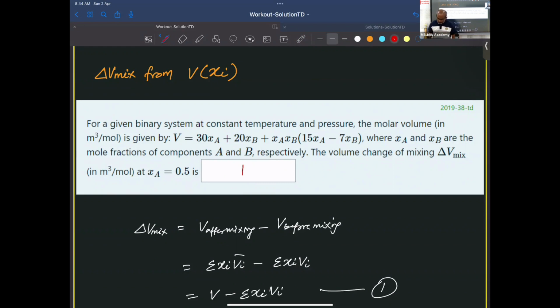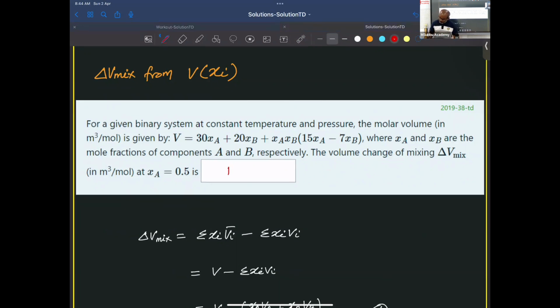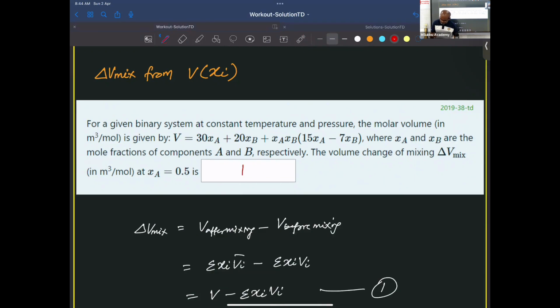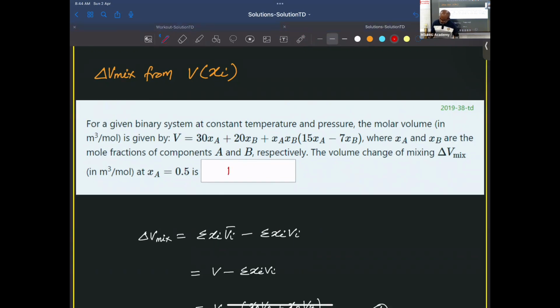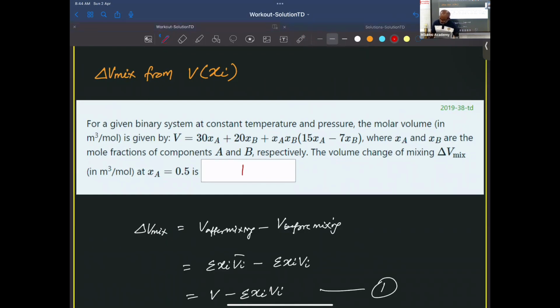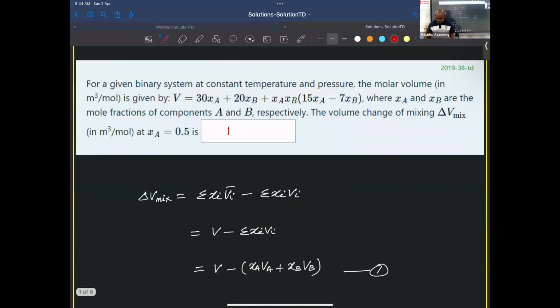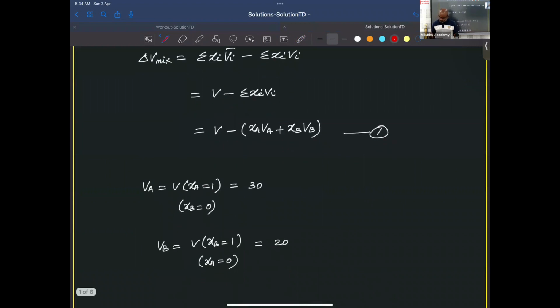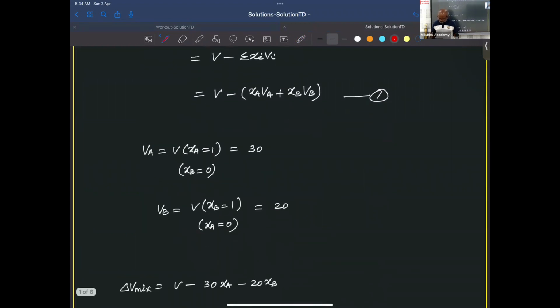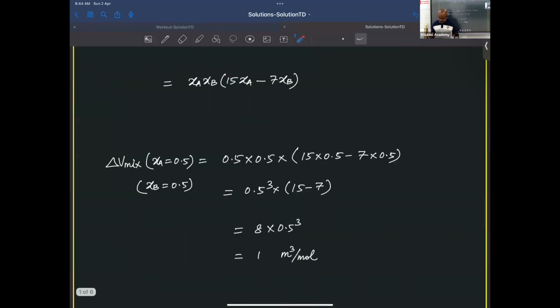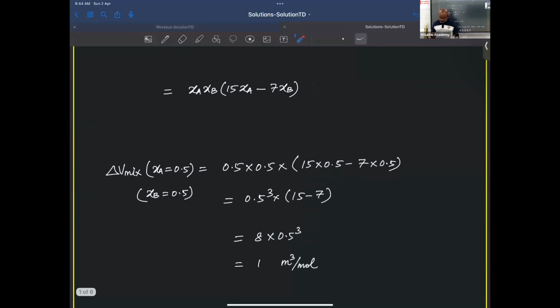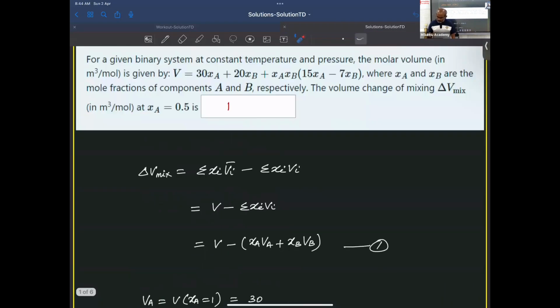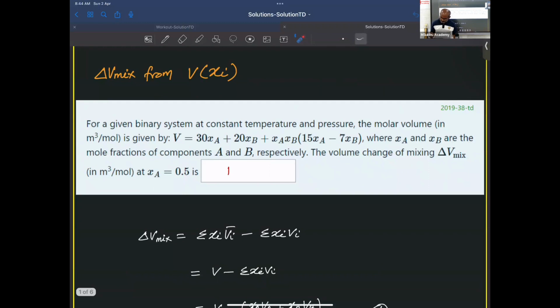We shall also verify this with the available solution. I think we worked it out here. Yeah, right. This is the solution I also prepared just for reference. There is the volume change of mixing, and we also got the same answer. Of course, I worked it out in a slightly different way. Okay, so our solution is also correct.